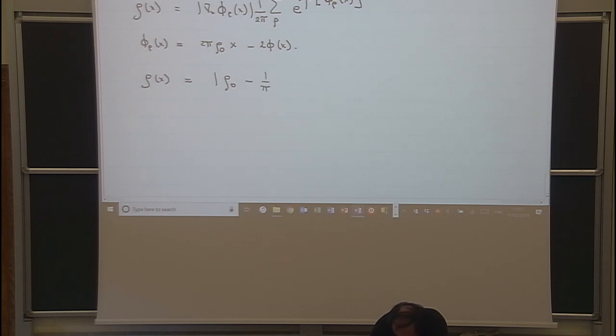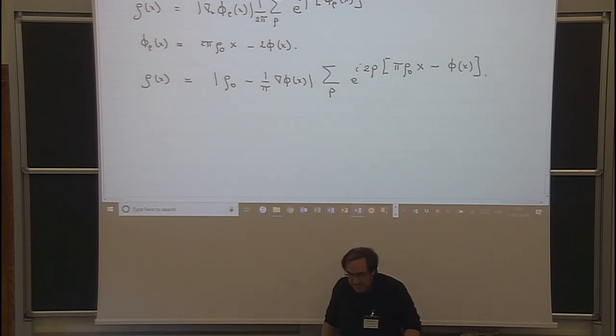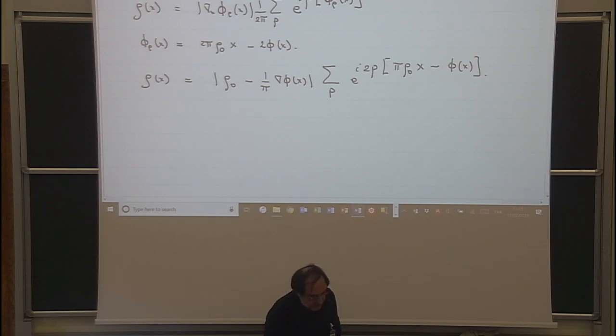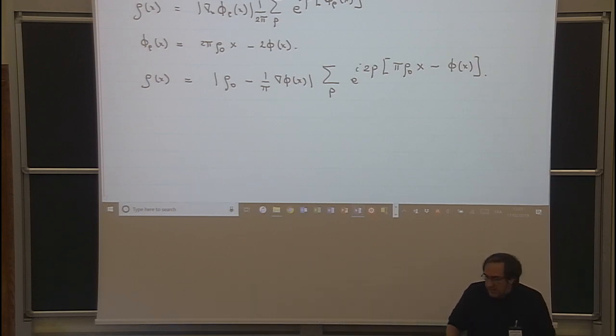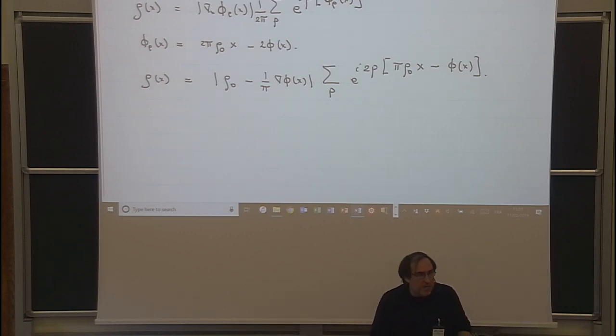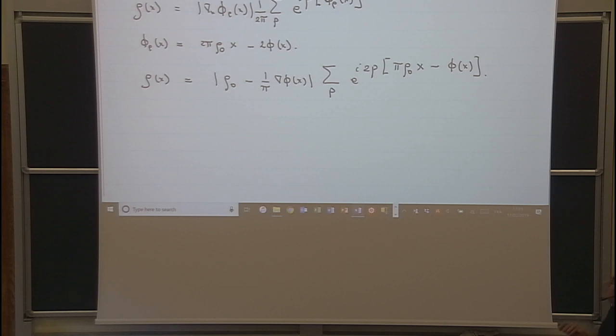So this makes 1 over pi gradient of phi of x. And then I get the sum over p of exponential of i 2p times pi rho 0 x minus phi of x. And now you could say I've become nuts, because essentially what I did was to rewrite in an extremely complicated way the operator density, which was written much more simply in terms of the x. I've written this operator in a much more complicated way in terms of this field phi.